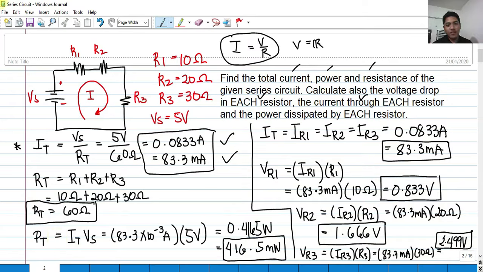We solved for the current, the total resistance, and the voltage drop across the resistors. We haven't studied any techniques yet, only Ohm's law and some basic concepts in series circuits.